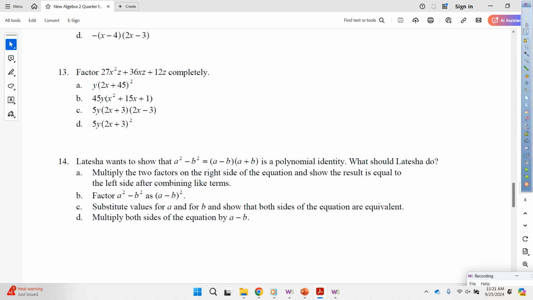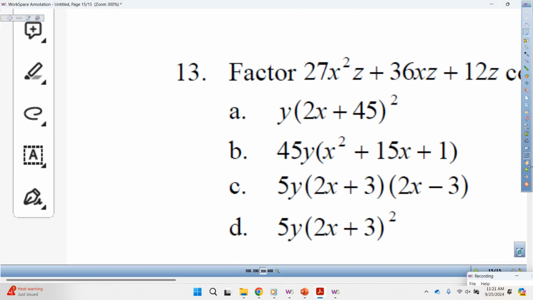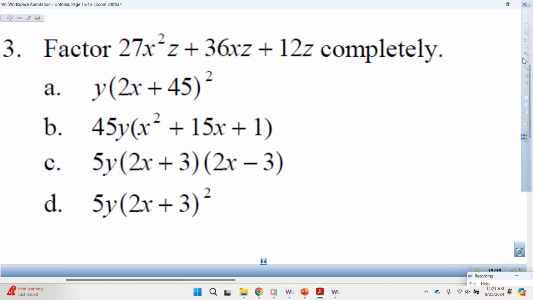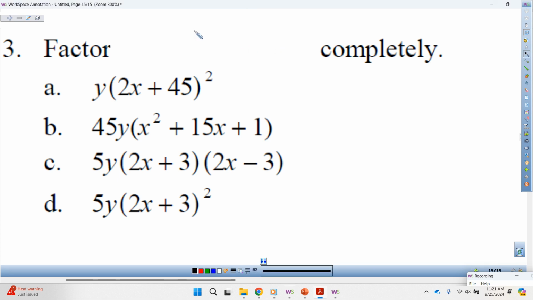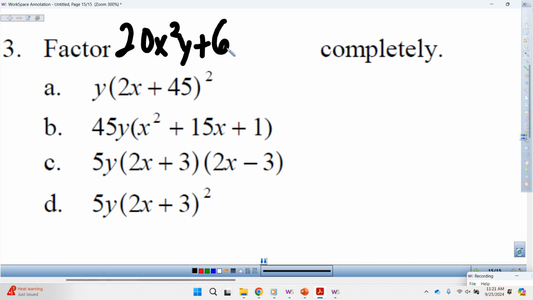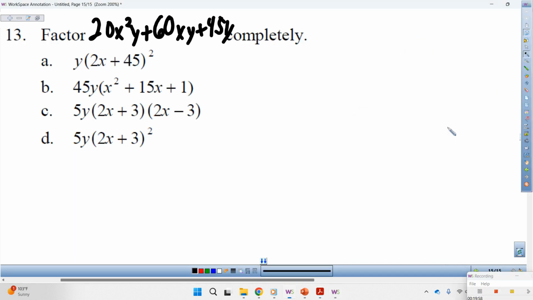Number 13. Now for this one, I'm going to have you change it, guys, because somehow I made a mistake when I was typing it in. Here we go. Replace this. Write this down. Let's do 20x squared y plus 60xy plus 45y. All right? So, go through the process. Standard form, GCF, factor out, and see what you get for that one. I'll give you a head start. Go. All right, here goes the process, so let's see how you did.